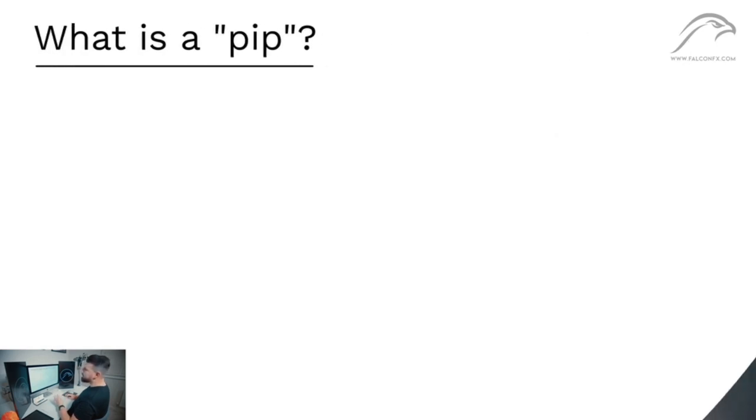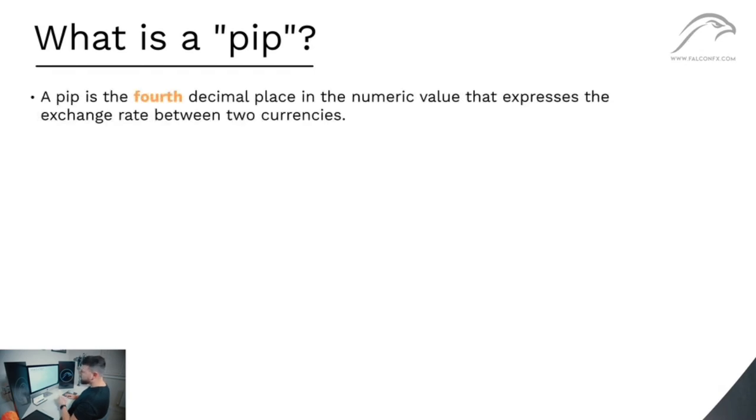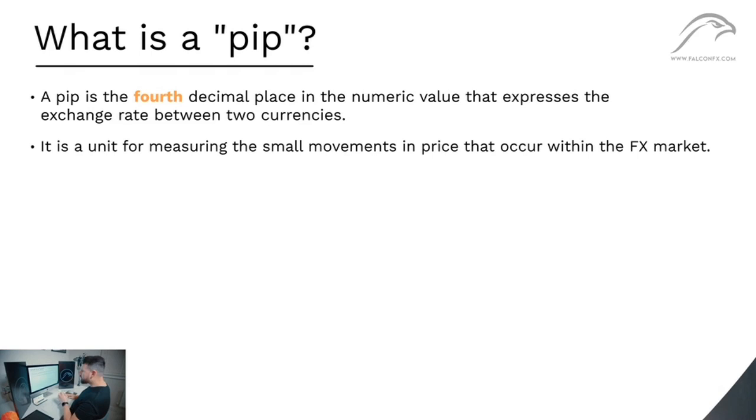But what is a pip? If you're completely new to Forex, you may not have heard of this before. If you've been trading for a while, you know what we're talking about. But what is a pip? Well, essentially, a pip is the 4th decimal place in the numeric value that expresses the exchange rate between two currencies. It is the unit for measuring the small movements in price that occur on the FX market.